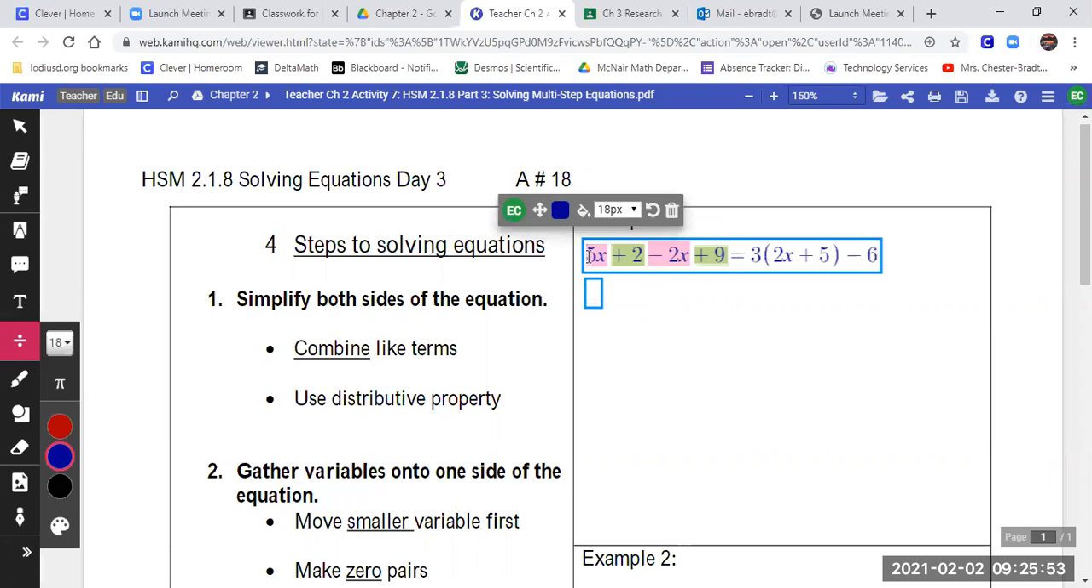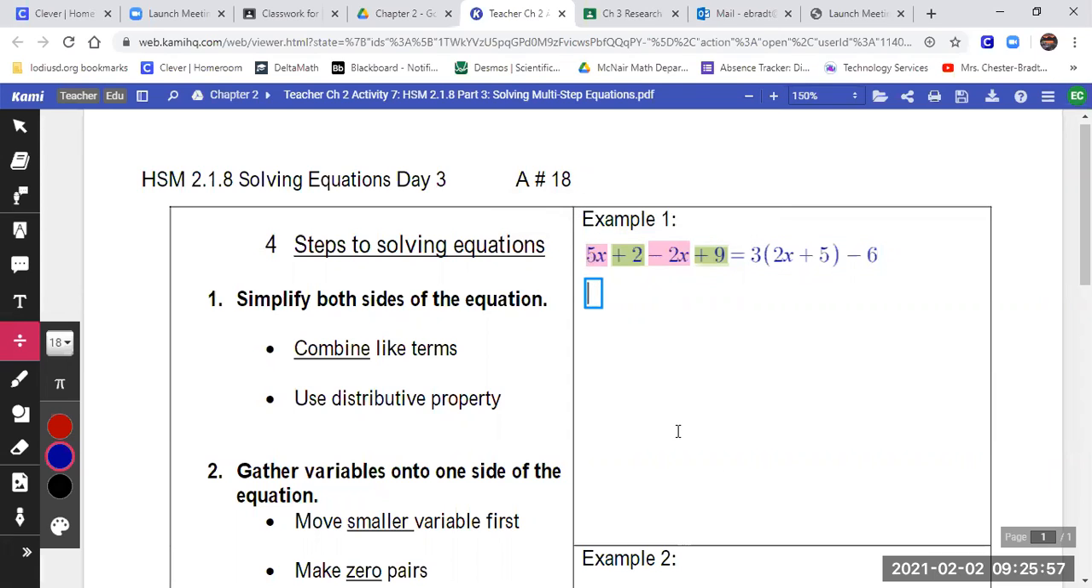We are looking at 5x and negative 2. So who is the bigger one? 5x is bigger and he's positive. So my final answer is going to be positive. Positive 5x's minus 2x's. What are we going to get? 3x.